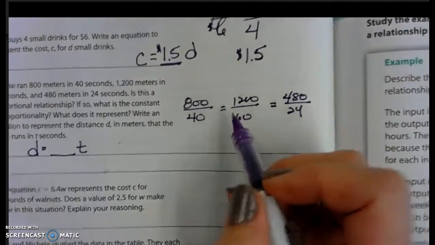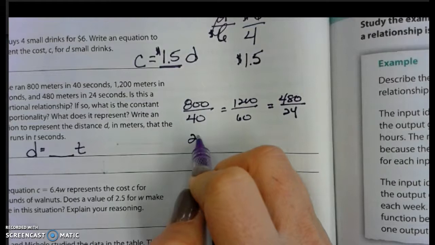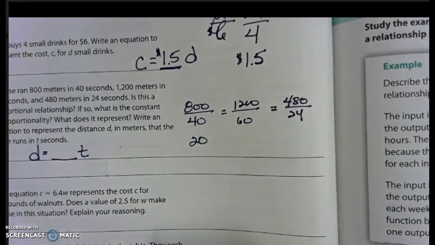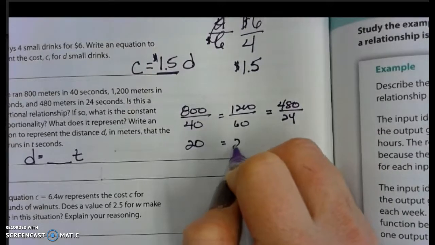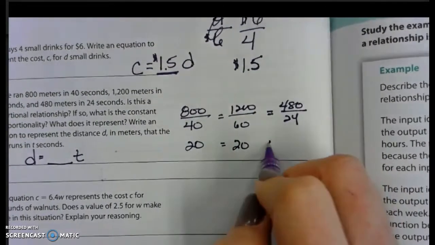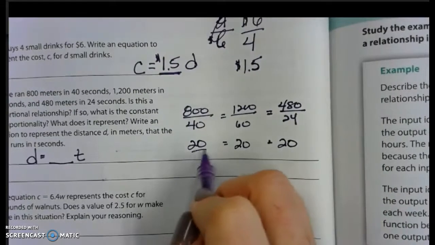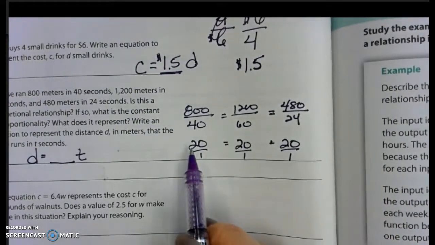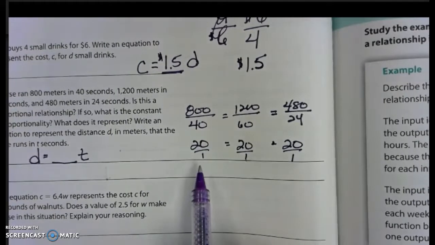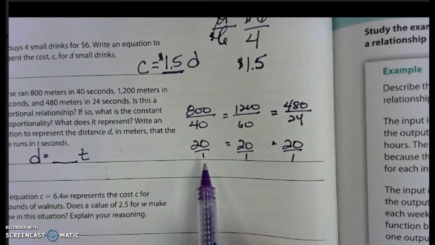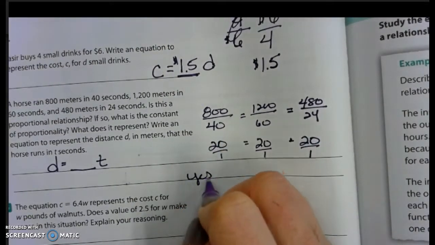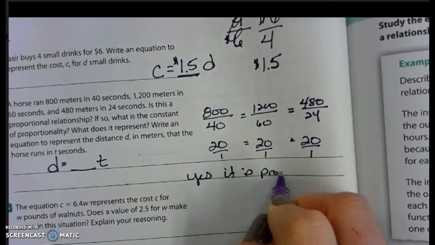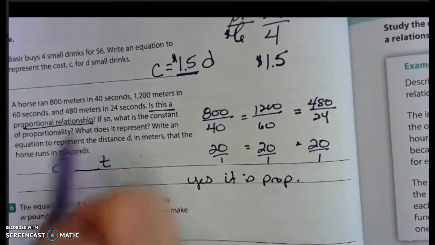If we divide 800 by 40, we're going to get 20. I'm going to double check just because my brain's not all there today. 800 divided by 40 is 20. And then 1,200 divided by 60 is 20. And then 480 divided by 24 is 20, or 20 over 1. That's 20 meters per second. Since all 3 of these ratios are the same, then we know it is proportional. So yes, it is proportional. That was the first question.